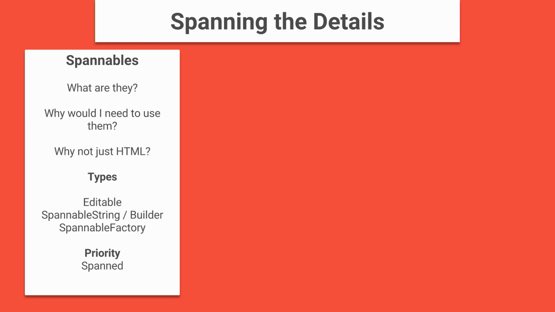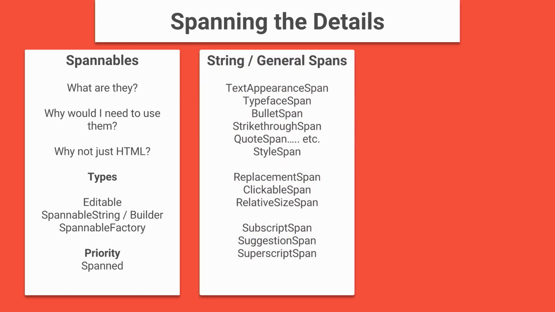And then types: Editable, SpannableStringBuilder, Spannable Factories, and then I kind of call this priority but Spanned. It's basically indicating at the end, and we'll show you what that means as part of this, just how you're referencing what part of a span you're using and how you're actually doing the insertion. So I just called it priority, right?